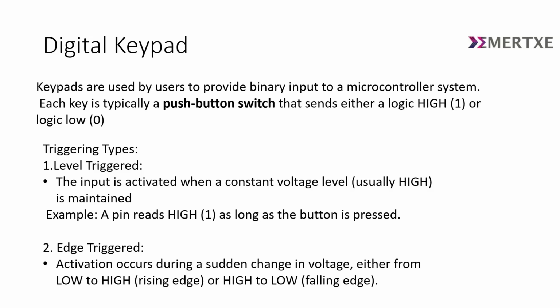So it has two types of triggering. The first one is level triggered. Here the input is activated when a constant voltage level, usually high, is maintained. Example, a pin reads high as long as the button is pressed. The next one is edge triggered. Here activation occurs during a sudden change in voltage, either from low to high or high to low. So it is like a pulse. From high to low we call it a falling edge, and from low to high it is a rising edge. So this is edge triggered.